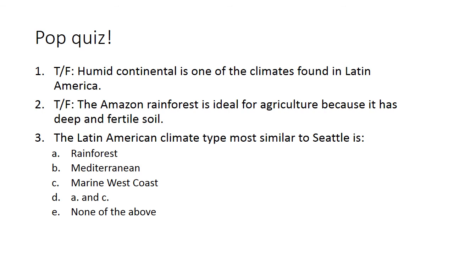Number 1, humid continental is one of the climates found in Latin America. This is false. That climate type is not found in Latin America. Number 2, the Amazon rainforest is ideal for agriculture because it has deep and fertile soil. That is also false. The Amazon has very shallow and weak soils. The ideal place for agriculture in Latin America is going to be more like in the Argentina area. And finally, number 3, Latin American climate type. The Latin American climate type most similar to Seattle is the marine west coast.